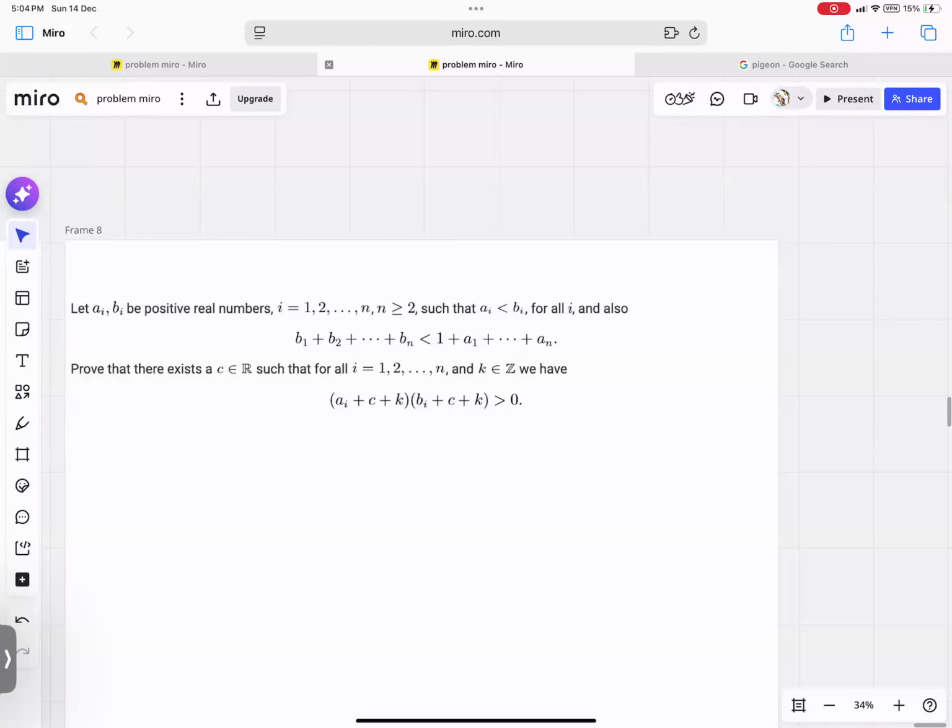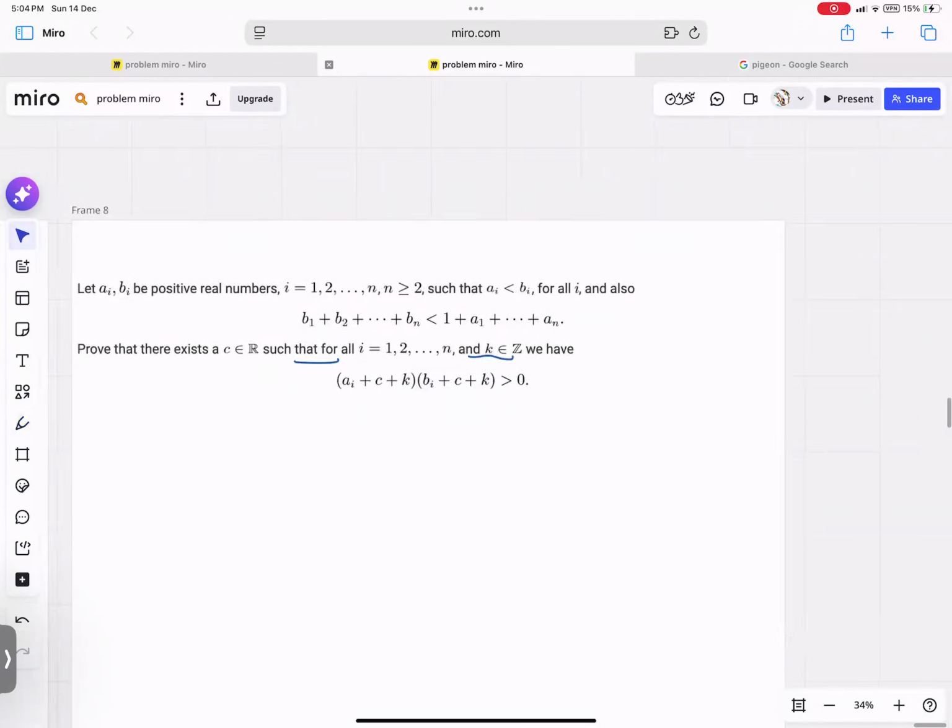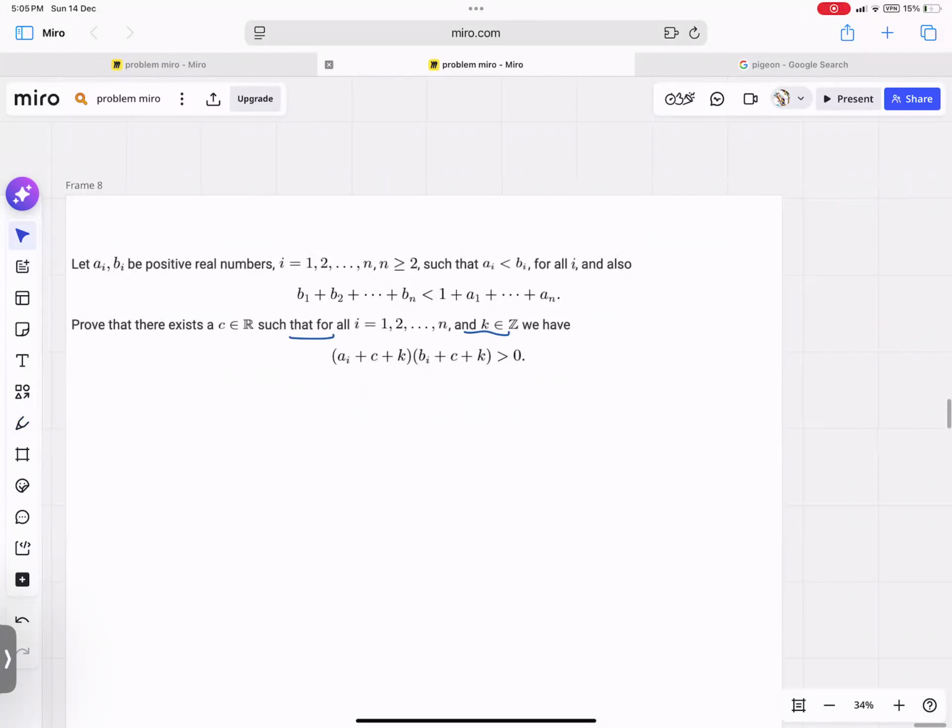C can be any integer, such that for all of the AIs and BIs and for all K in Z. So try seeing what this condition means. What does this condition mean exactly? It seems very random, but if you just try something until you figure out what it means.